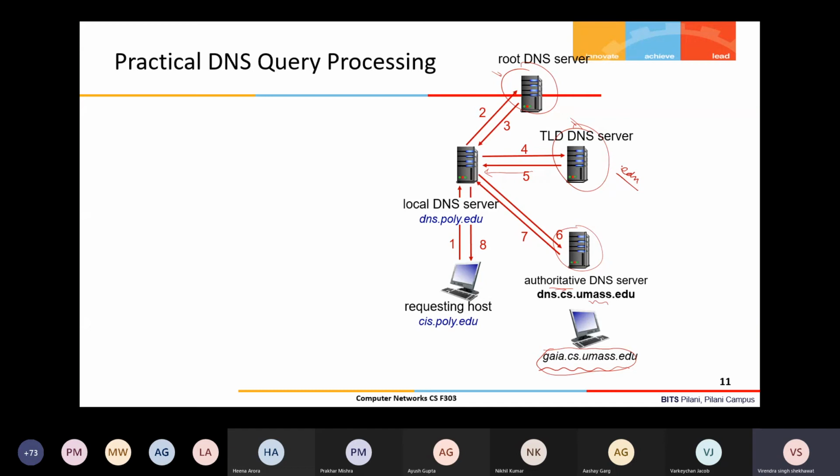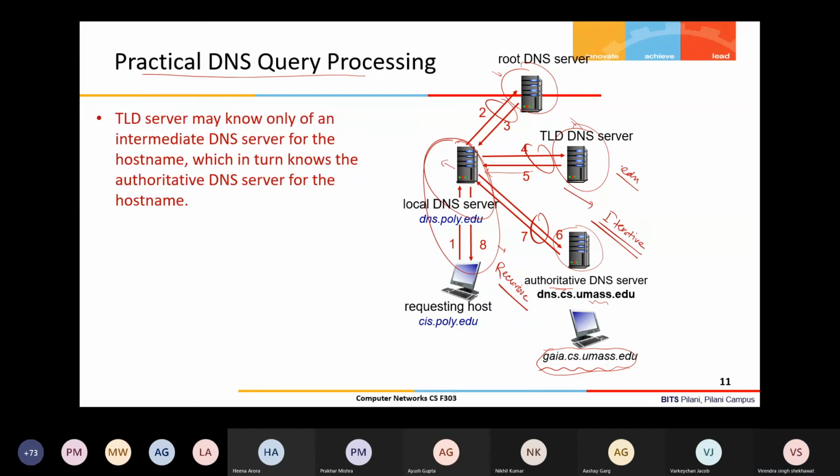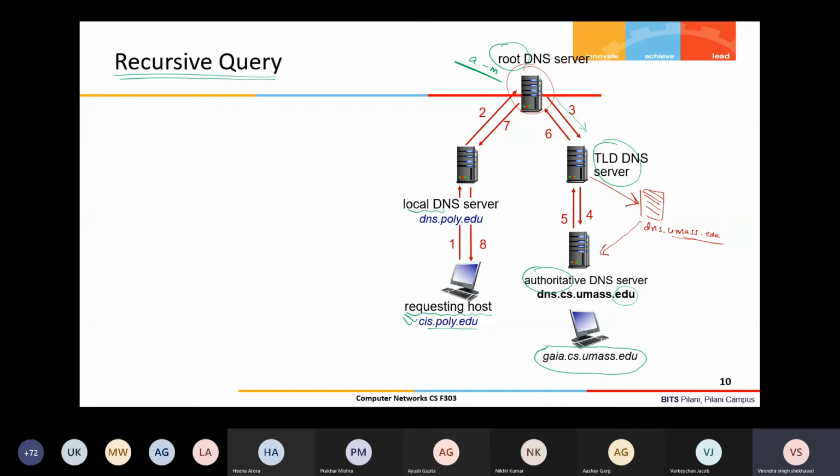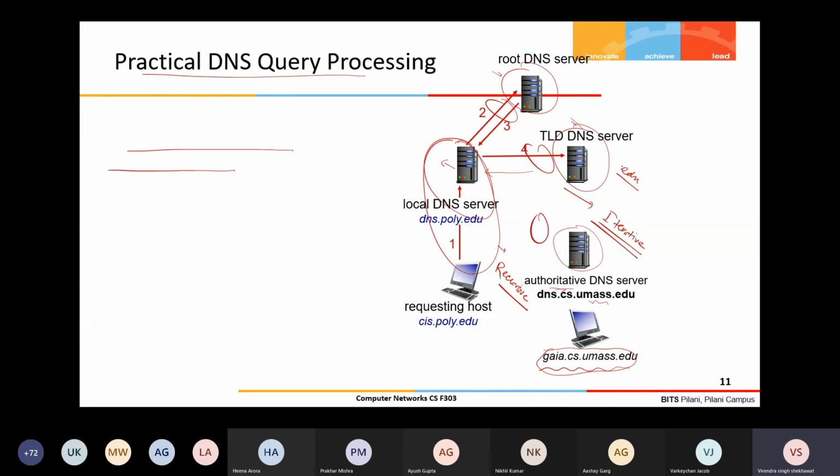One catch is there: the query processing at the local server is recursive. So the practical DNS query processing is a combination of recursive and iterative. This part is recursive, and these are iterative, correct? So it's a combination of recursive and iterative. I already explained that the TLD server may know only an intermediate DNS server for the host name, which in turn knows the authoritative DNS server, right? In that case, one more node will be there.